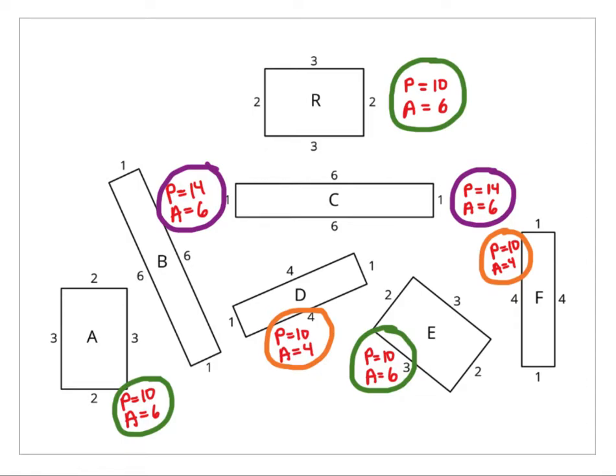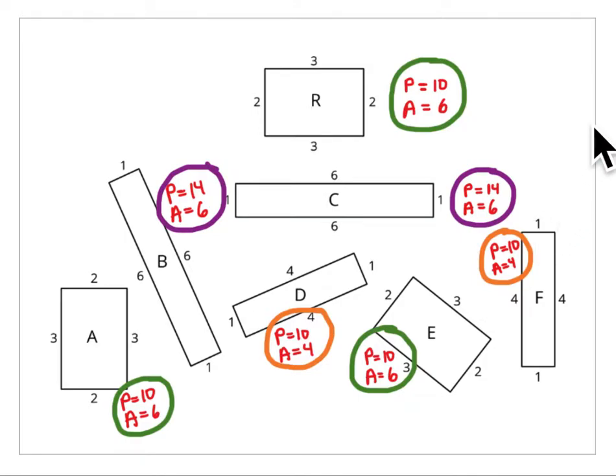This is Lesson 11, Activity 11.3. So area, perimeter, and congruence. We're going to look at the area of these rectangles. We're going to look at the perimeter, so the distance around each rectangle. And we're going to figure out which ones are congruent.